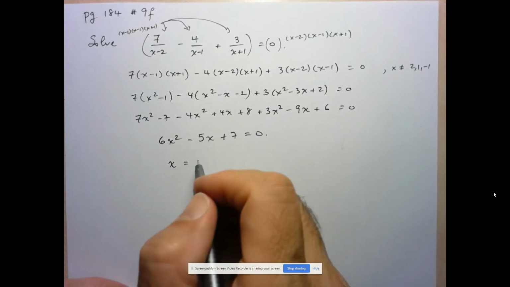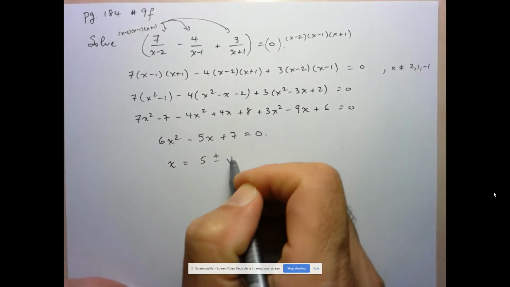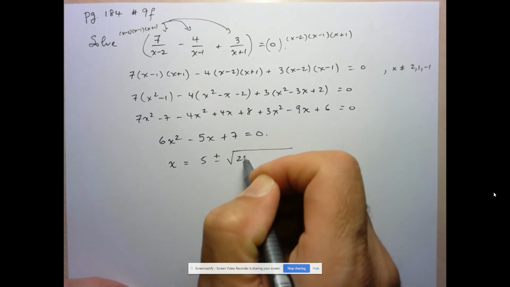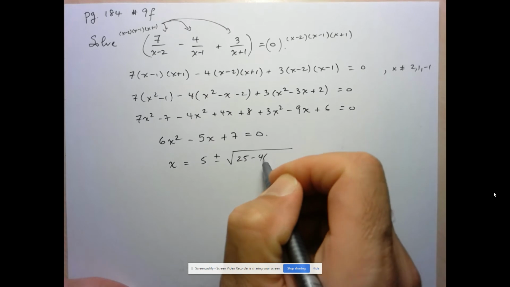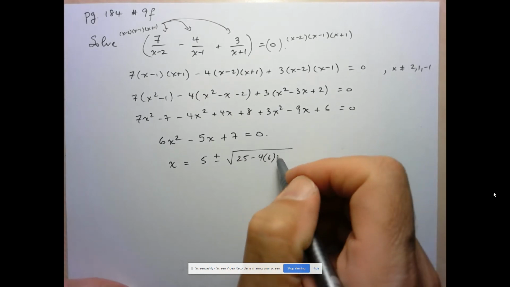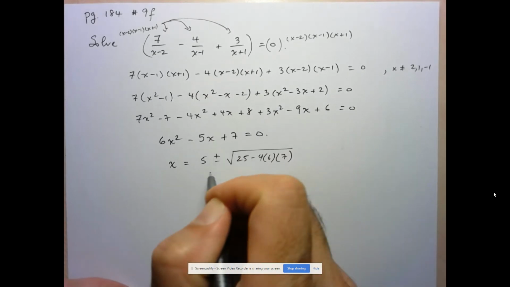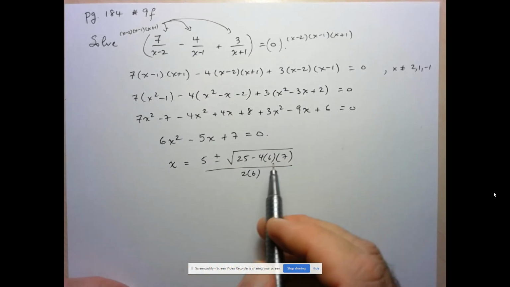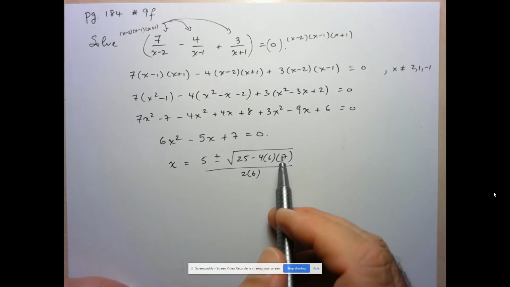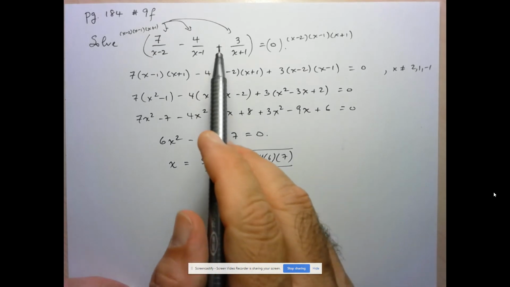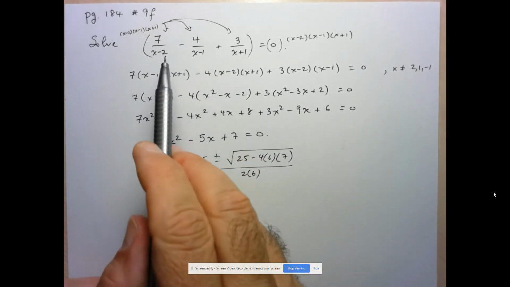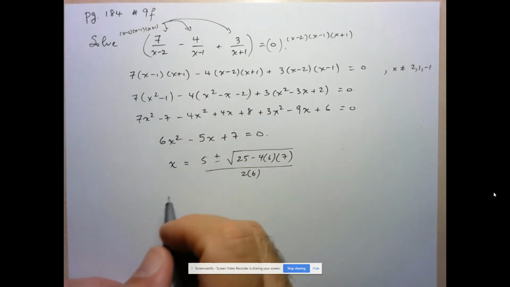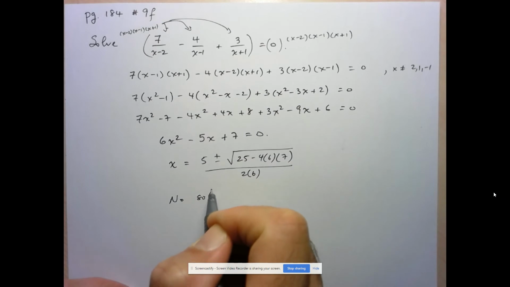So here, negative b, so 5, plus or minus the square root of negative 5 squared, which is 25, minus 4 times 6 times 7. I don't really need to go any further because I can see that this is clearly going to be negative. So after all that work, it turns out that there are no values of x that satisfy this equation. So here we have no solution.